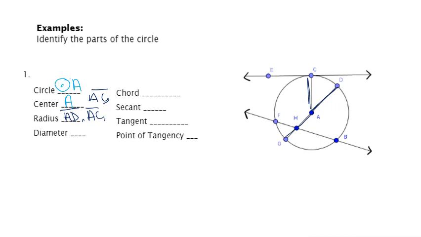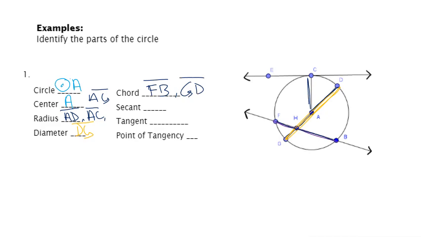For the diameter, remember the diameter has to pass through the center. So DG or GD would be our diameter. A chord would be any segment where the 2 endpoints are on the circle. So that would be FB. Or you can even include the diameter in that if you like.